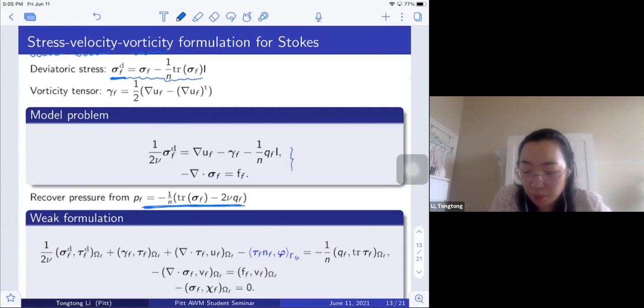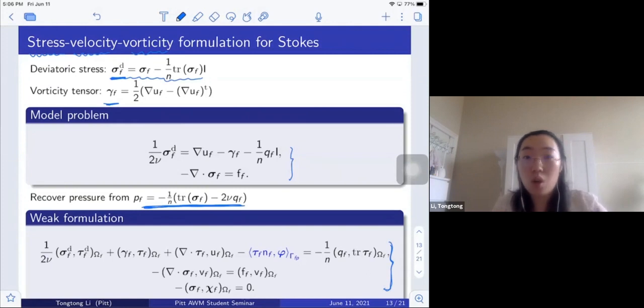But for the model problem, we only need to deal with three variables, which are stress, velocity, and this vorticity tensor, which is the skew-symmetric part of the gradient of the fluid velocity. And now here is the formulation that we are going to base on to get into the coupled problem.